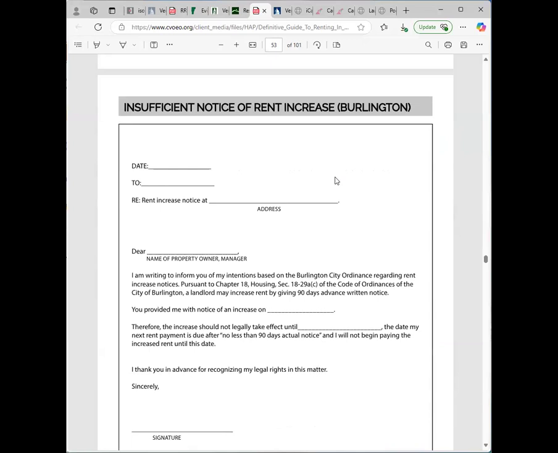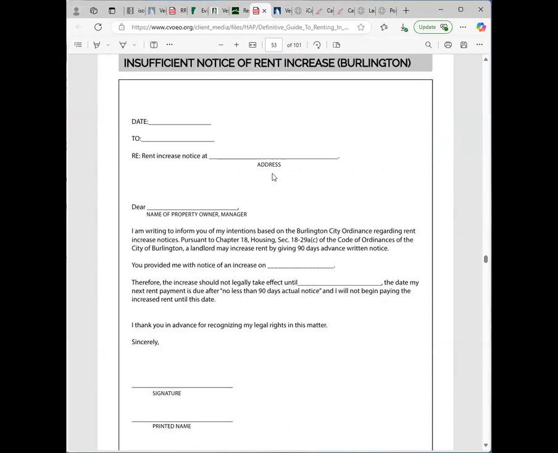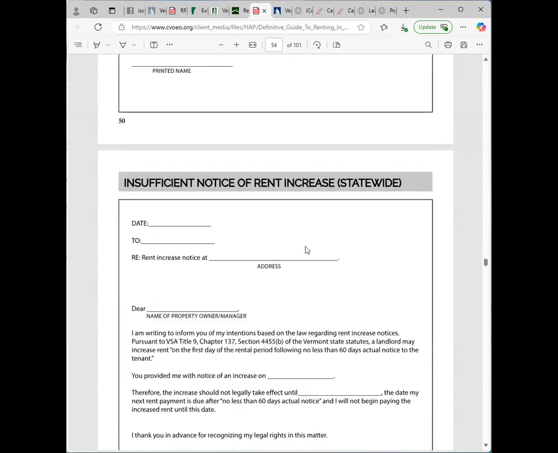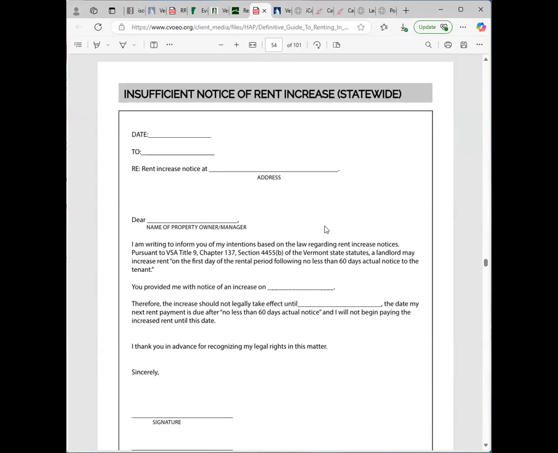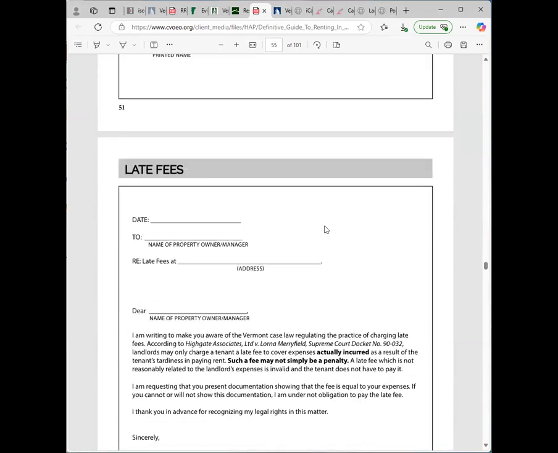So, insufficient notice of rent increase in Burlington. This is very important that you've got this saying you've done this wrong. This is a tenant giving a notice to a landlord or a property manager. And then, of course, insufficient notice of rent increase statewide. And so you can see there's two different types of form letters based on your geographic location in Vermont. So make sure you're using the right one.